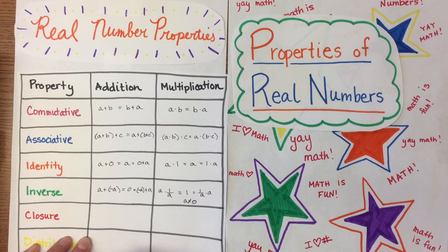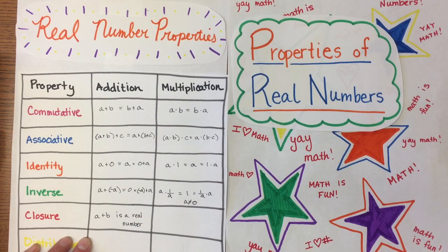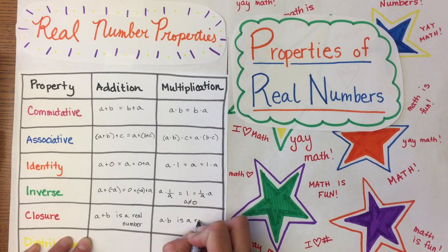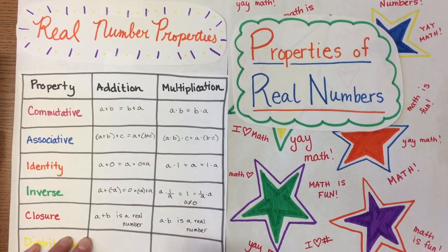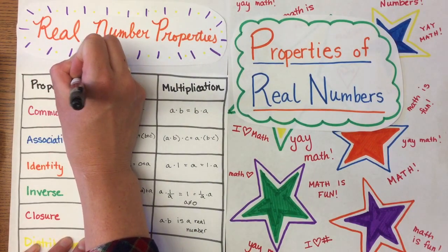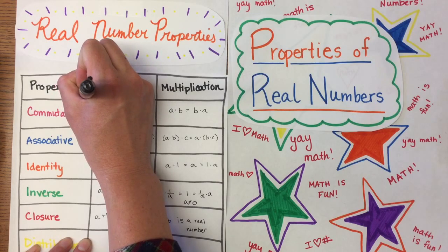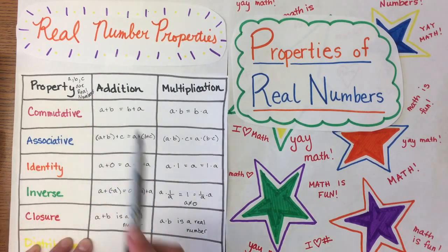The closure property says that if A and B are real numbers, A plus B is a real number, and the closure property says that if A and B are real numbers, A times B is a real number. For all of these properties, we are assuming A, B, and C are real numbers. So I'll write that up here. I didn't make a nice place to write that. But A, B, and C are real numbers for all of these properties.